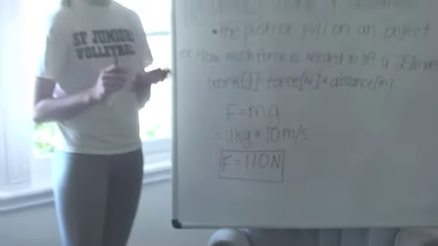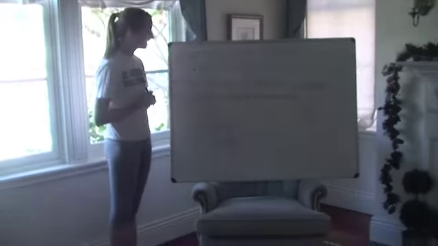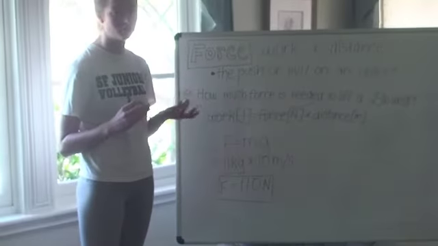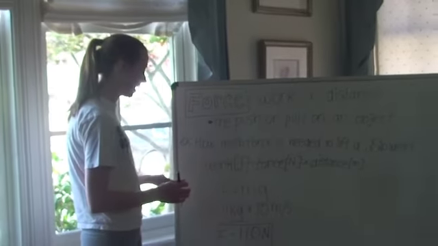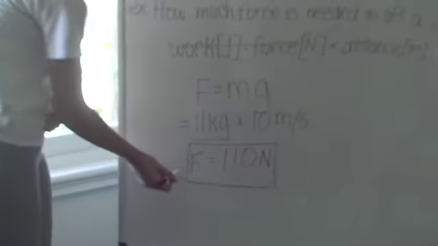So we have to use a different equation, which is force equals mass times gravity. To plug this in, we first need to convert pounds to kilograms, and by doing that we use dimensional analysis. It turns out to be 11 kilograms. Then we multiply that by 10 meters per second squared, which is the gravitational pull. This gives us our force, which is 110 newtons.